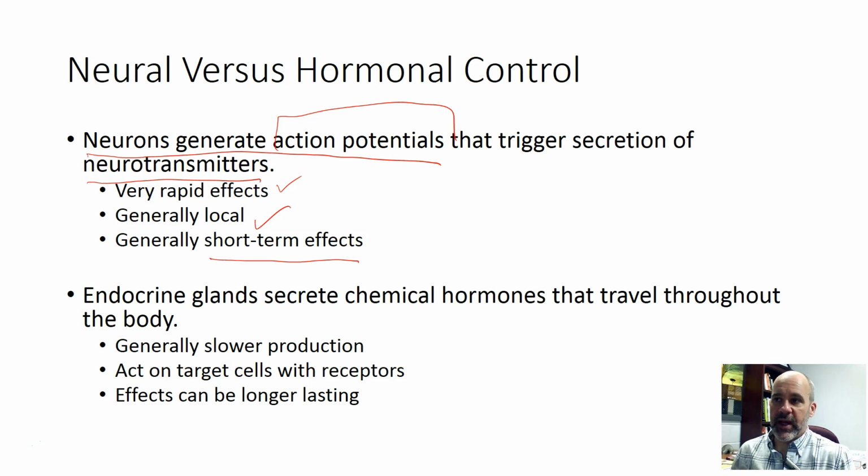Now, on the other hand, your endocrine glands that make these chemical hormones that go everywhere in the body, it takes a while for them to be produced.